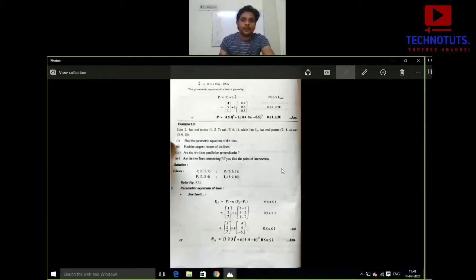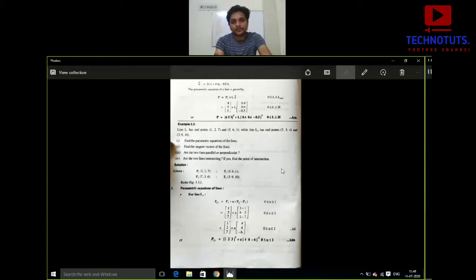You have to find the parametric equation of the lines. You have to find the tangent vector of the lines. Also, you have to determine whether the two lines are parallel or perpendicular and whether the two lines are intersecting or not. If yes, then you have to find out the point of intersection.